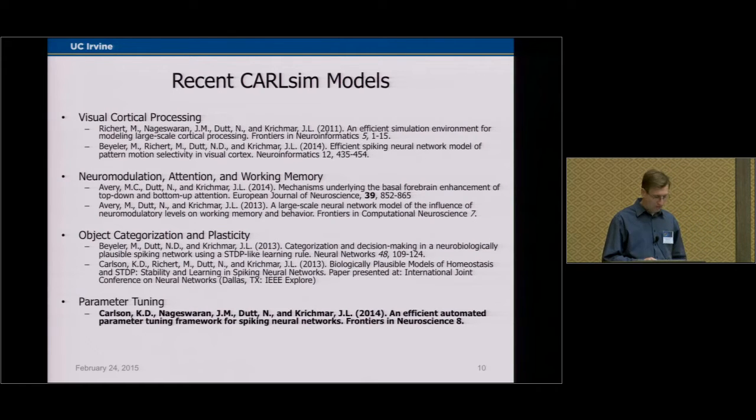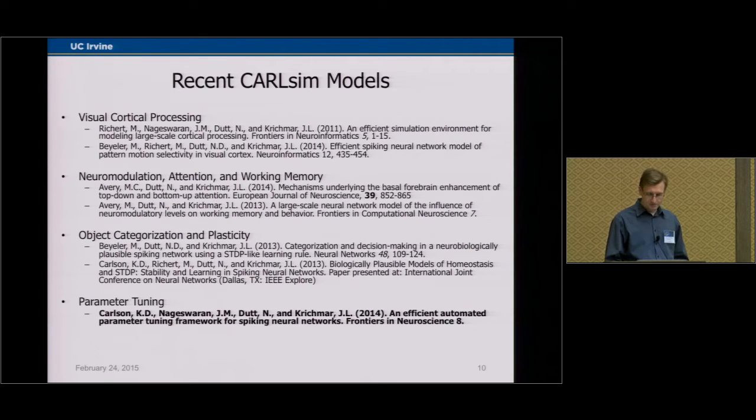All right, this is just a quick rundown of Jeff's lab and the stuff we've used Carlson in. We've used it to build models for visual cortical processing, models that describe neuromodulation, attention, and working memory, models of object categorization and plasticity, and also a paper on parameter tuning, which I'll talk about a little later. Over 3 or 4 years we've evolved in using this spiking simulator, and we had a bunch of ideas that would make it better. But we've definitely used it a lot, and we think it's quite good.